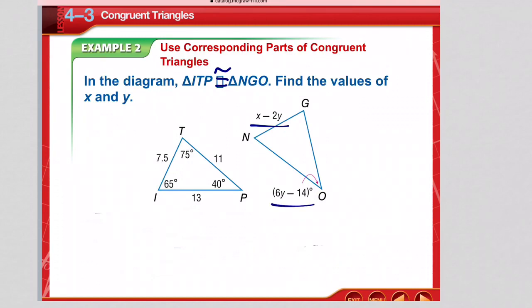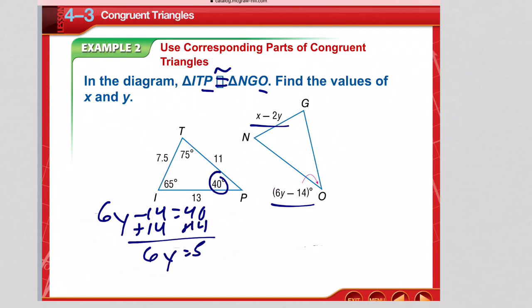Well, y is angle O, so I see angle O is the last letter here. I need to look and see what it should match with from the statement. Since P is the last letter here, then that should be what matches with O. So I see that angle P is 40 degrees. So I can write the equation 6y minus 14 equals 40. Then I can solve it by adding 14 to each side. So 6y equals 54. Then I divide by 6. So y equals 9.